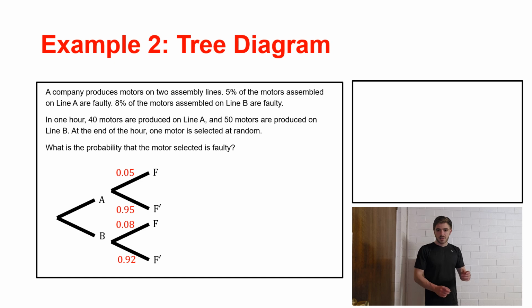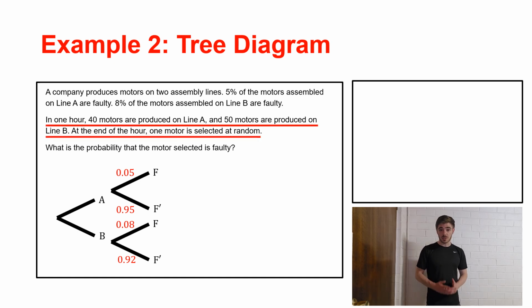Now, in most cases, this is usually a 50-50. But in this case, the question has given us more information to solve this. We're told that line A produces 40 motors, and line B produces 50 motors. So, at the end of the hour, if we're picking one motor from that total, then the probability that we select one from line B is going to be 5 out of 9. And the probability of selecting one from line A is going to be 4 out of 9.